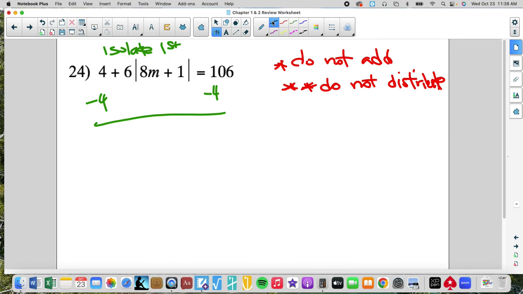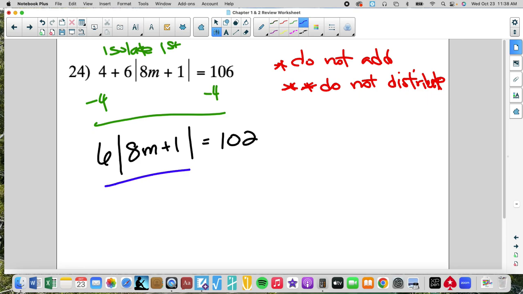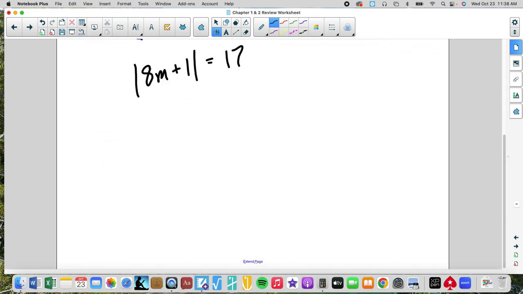And that leaves me with 6 times the absolute value of 8m plus 1 equals 102. And now we are still going to isolate. We're going to divide by 6. It leaves me with the absolute value of 8m plus 1 equals, and 6 goes into 102 seventeen times. And now I've isolated.